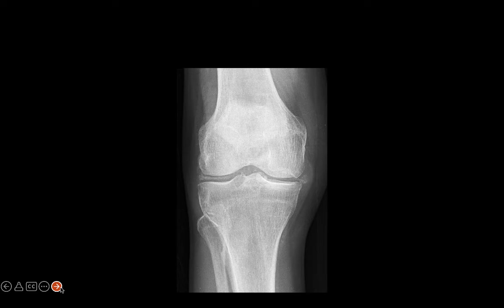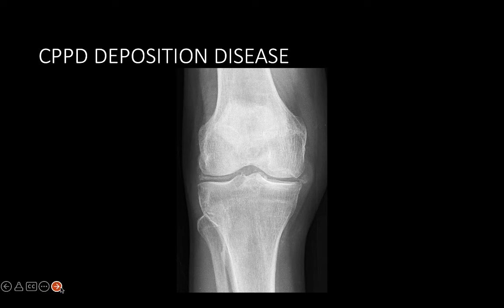Other depositional disorders in the metabolic category of arthritis include calcium pyrophosphate deposition disease, and this radiographically causes what we call chondrocalcinosis. So chondrocartilage calcinosis, calcification. Chondrocalcinosis is most often caused by calcium pyrophosphate deposition.